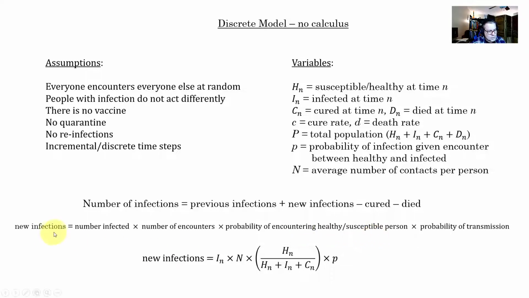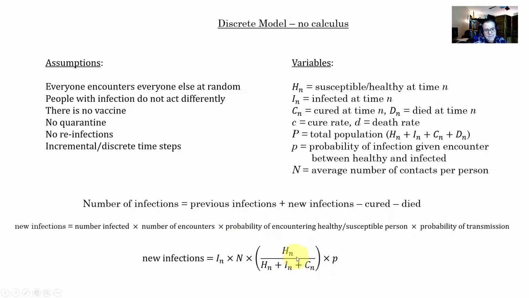And so expressing that kind of calculation in terms of the variables I've defined, it would look like this. This is the number of people that are infected at time n. I multiply that by the number of contacts that they could have, and then I multiply that by the probability that they would encounter a person that is healthy or susceptible to the disease.